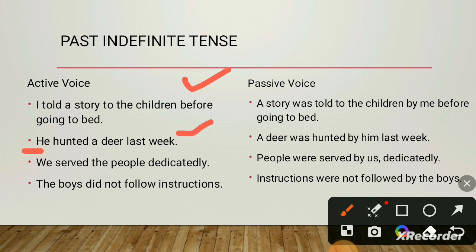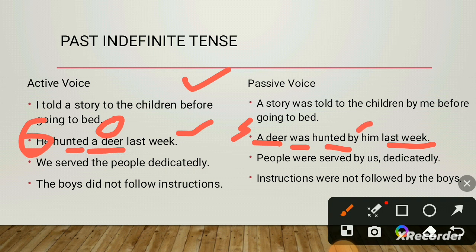He is the subject. Hunted is the verb, second form. A deer is the object of the active voice. Now we replace object and subject. A deer, which was object here, we have replaced it with the subject. A deer was hunted. Was, helping verb we used. Hunted, third form we used. By him last week. And he we have changed into him.